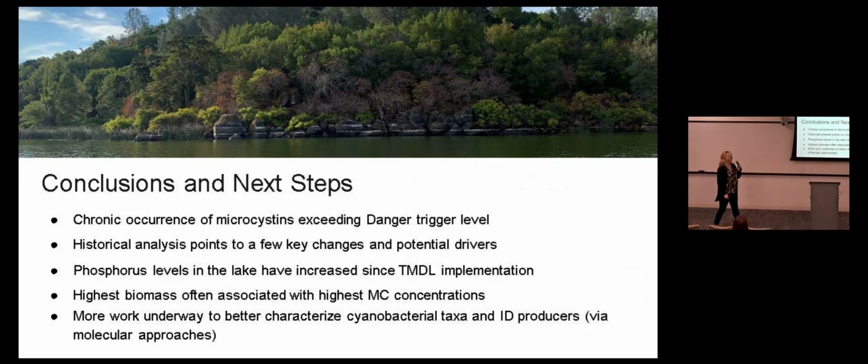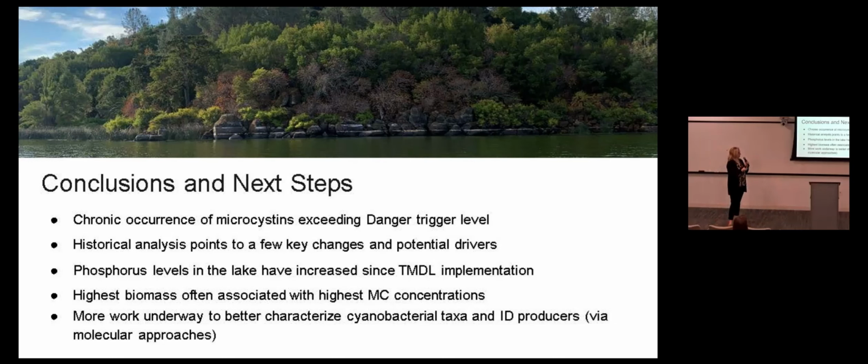To wrap up, Clear Lake, unfortunately, has chronic microcystin levels over many years, well exceeding the danger level, probably capturing some sort of world record at points for microcystin levels at 10,000 micrograms per liter. Not really the record that you want. But historical analysis points to some key changes in the seasonality of the lake. As far as looking at phosphorus in the water column, the TMDL has not really had the effect that was hoped so far.